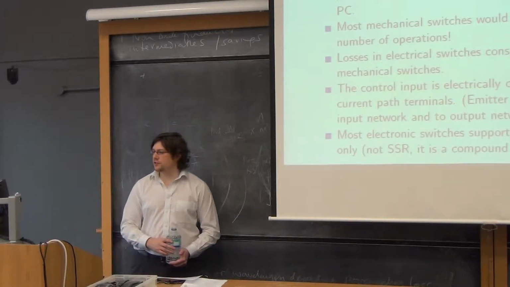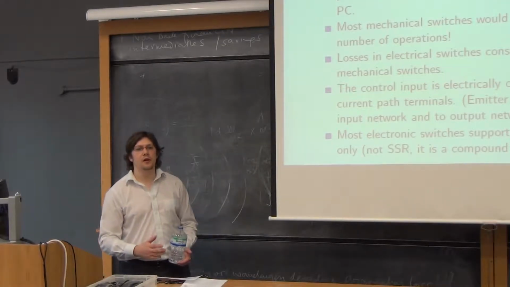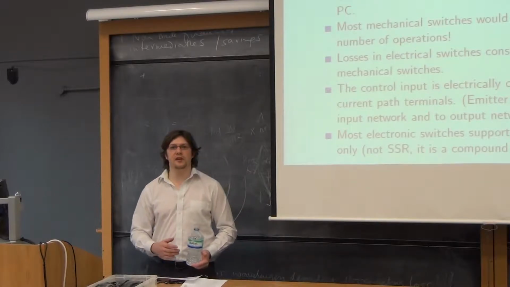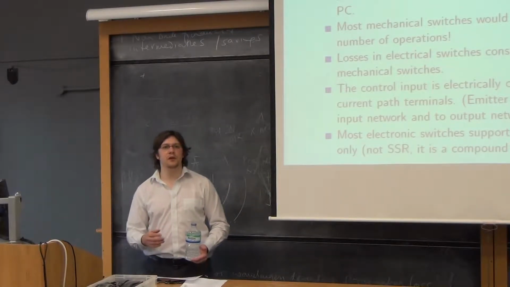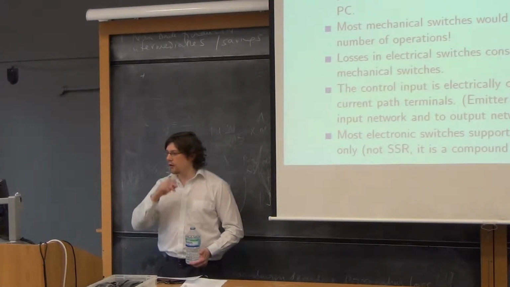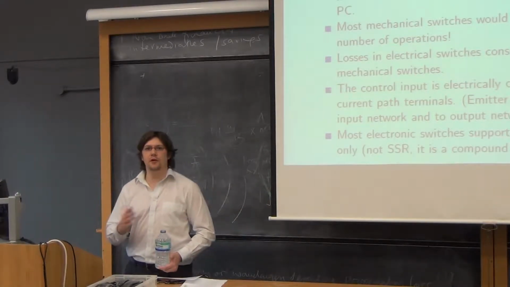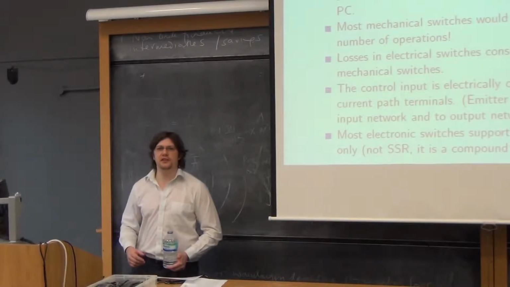Most electronic switches support current flow in one direction only, and that can be quite difficult, and we'll have to use some circuit tricks to escape from the problem when we want to have current flow in both directions. On the other hand, that's not true for the solid-state relay, but as I already said, it's a compound device, so it's cheating.